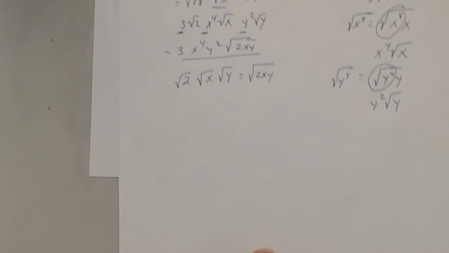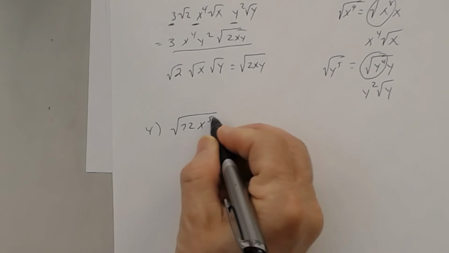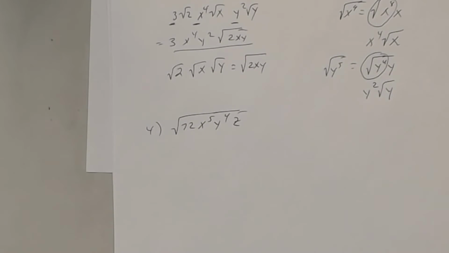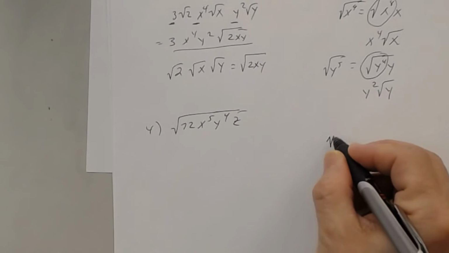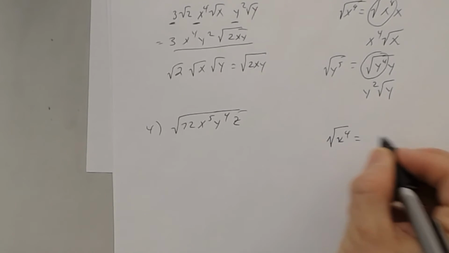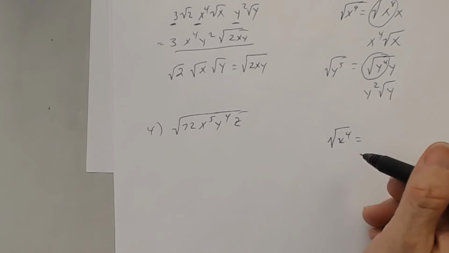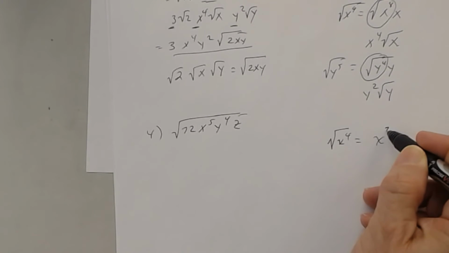All right, number 4. You have the square root of 72 x to the 5th y to the 4th z. Now before we go into that one, let's see if you can tell me this. Can I simplify the square root of x to the 4th? Yes. Why can I simplify it? Because 4 is divisible by 2. So it'll be x to the 2nd.